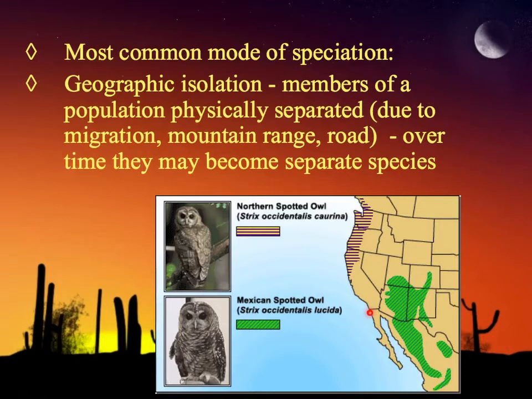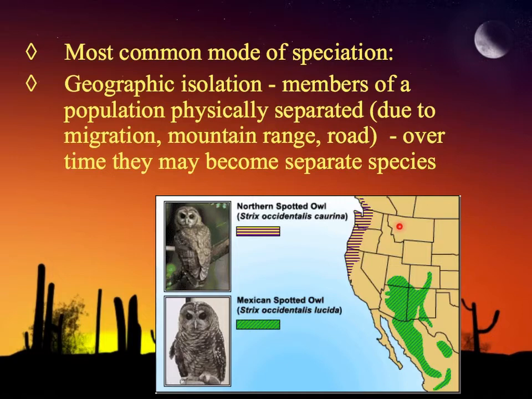So what happened? How did they become separate species? And one common model for this is called geographic isolation. So members of a population are physically separated. You can see here these two populations are physically separated, and they can be separated for a bunch of different reasons, either due to migration, mountain ranges forming, roads getting in the way. So they're isolated now. Let's say this is as a result of the Rocky Mountain Range isolating these two populations, and over time they become absolutely separate species.